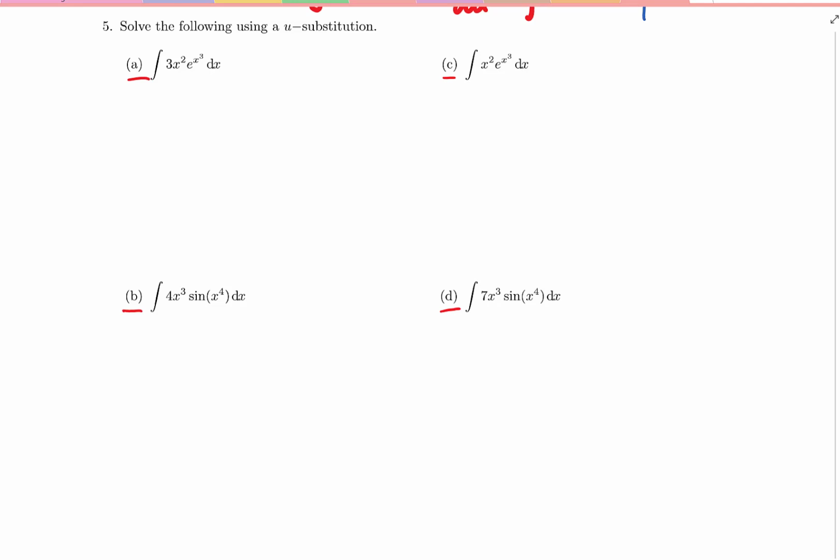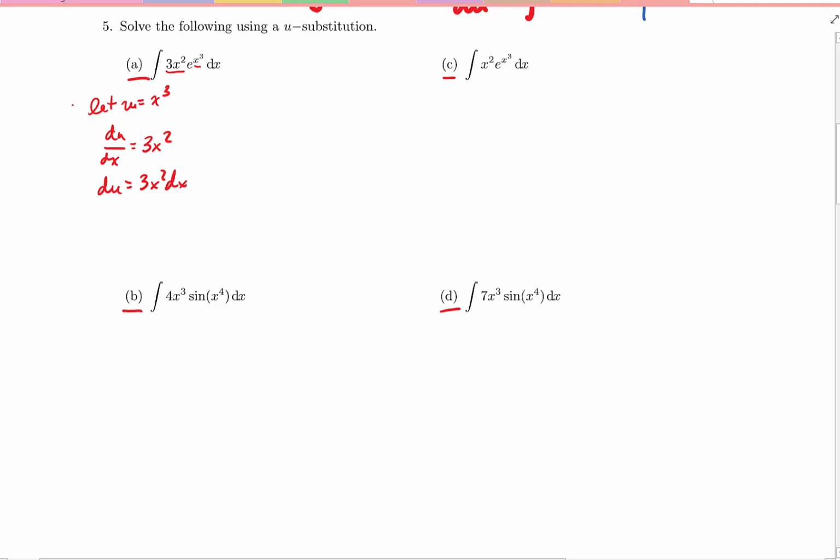How come? Because I see a function in here, namely x cubed, and I also see the derivative of x cubed. That derivative exists up to a constant. So that's going to give me a hint that I should try a u-substitution on this. Here we go. I'm going to go ahead and say, let u equal x cubed. Now I need to immediately differentiate, so it gives me du dx is equal to 3x squared, or du is equal to 3x squared dx.